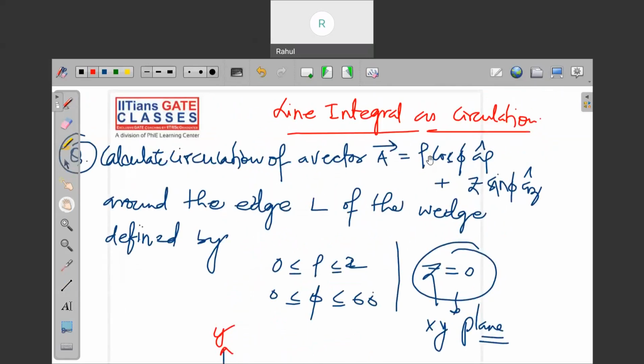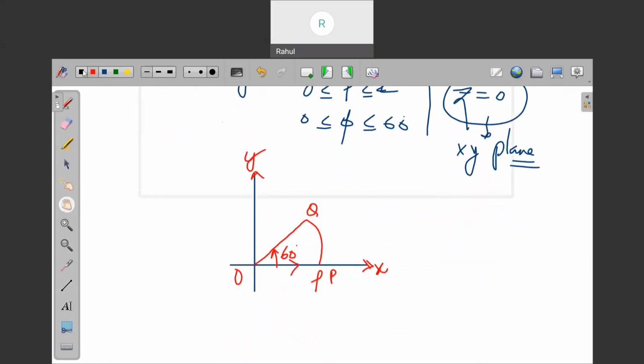And integrate. You have to compute this. You have to consider this. And what is the phi value? Phi is going to be 0, right? You can see here when you are starting, this is the phi value, and along x the phi is going to be 0. This is phi.